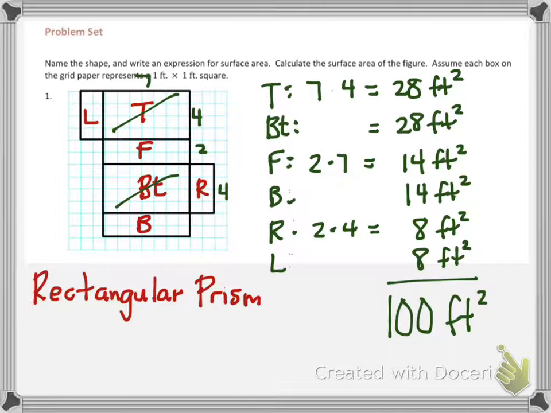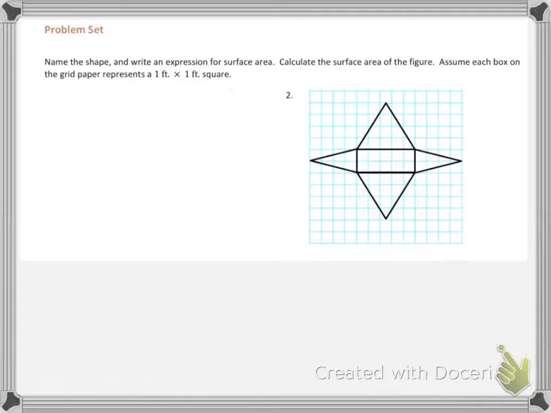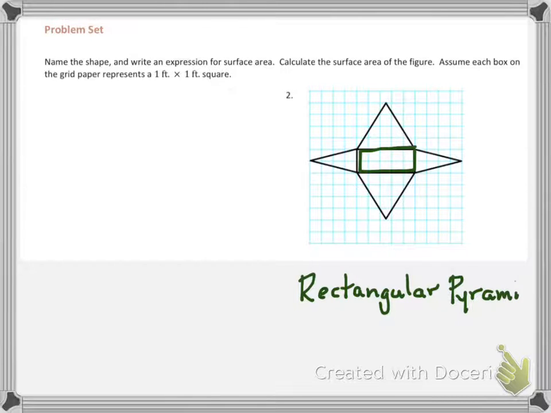Okay, let's see, number 2, this one is a rectangular pyramid. So rectangular, that's the base. That comes from here, rectangular, right there. And it all folds up to a single point, making it a pyramid. So this is a rectangular pyramid. And I'm going to do the base first. Well, the base is, let's see, that looks like 5 by 2. So 5 times 2, that's 10.